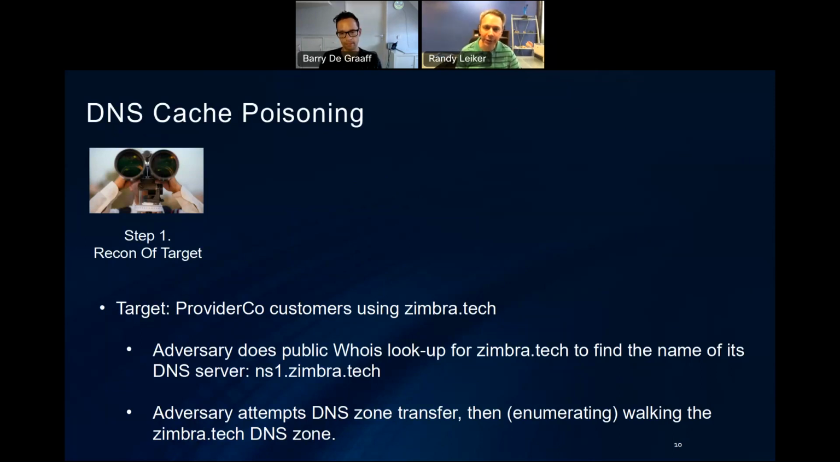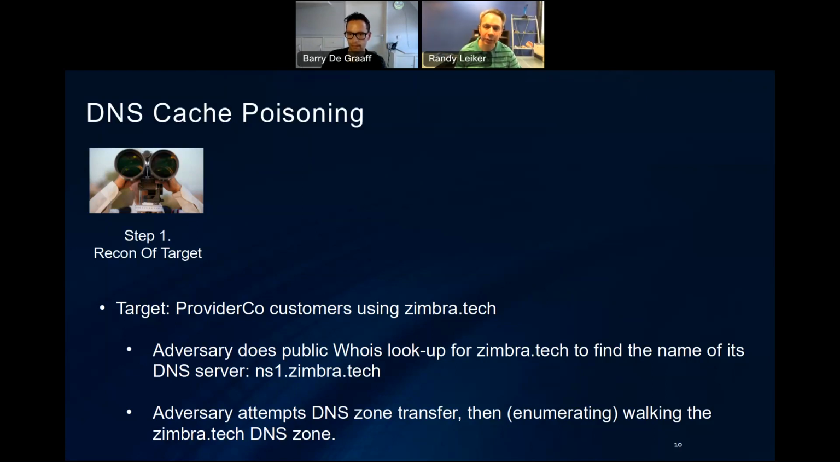So for step one, to get started, the adversary does some basic reconnaissance by performing public whois lookups for Zimbra.tech and figures out the name of the DNS server, which in this example is ns1.zimbra.tech. Next, the adversary attempts a DNS zone transfer from ns1.zimbra.tech to download all the DNS records. But this rarely succeeds because, fortunately, many DNS servers will prohibit this.